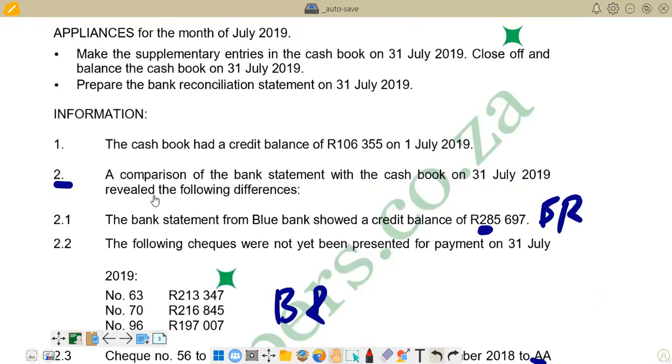If you go to the beginning of the question, we've got something about the opening balance there. We are told that a comparison of the bank statement with the cash book for July is the following. The bank statement from Blue Bank showed a credit balance of 285,697. So this is going to be our opening balance in the bank reconciliation. This is the importance of indicating, as we update the cash book, that a transaction is affecting the bank reconciliation. So when you come back to prepare the bank reconciliation, you just pick them. Like this, we are picking this figure as our balance.